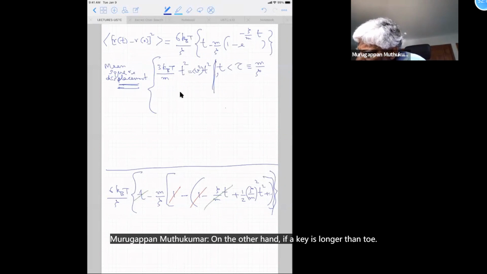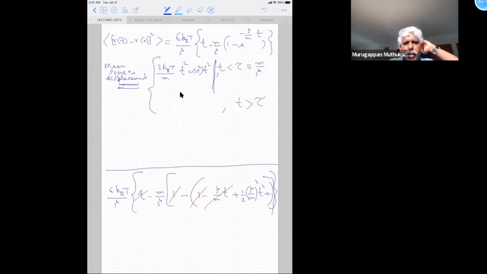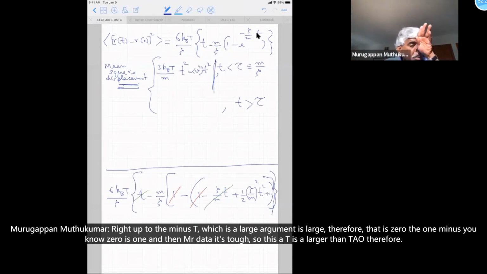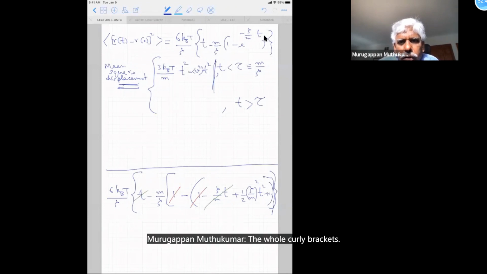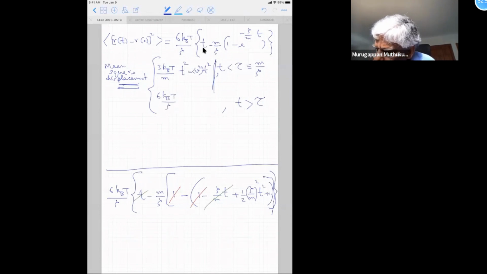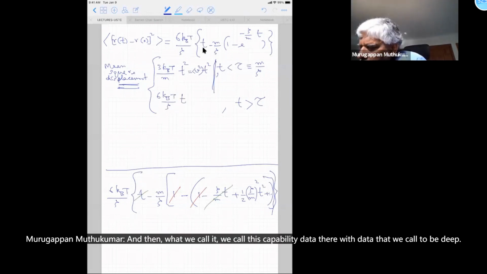On the other hand, if t is longer than tau, the characteristic time, which is set by the mass of the particle and the friction coefficient, then e to the minus t over tau, whose argument is large, is 0. The 1 minus 0 is 1. And m over zeta is tau. So t is larger than tau. Therefore, the whole curly brackets converges to the leading term t. Therefore, I get 6 kBT over zeta times t. And we call kBT divided by zeta to be D.